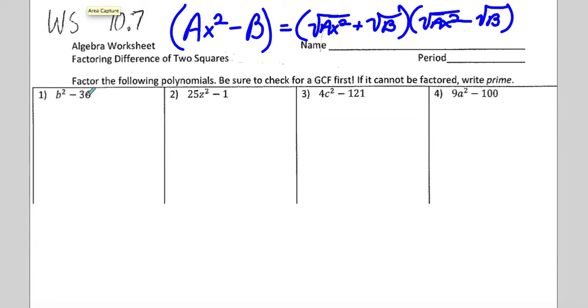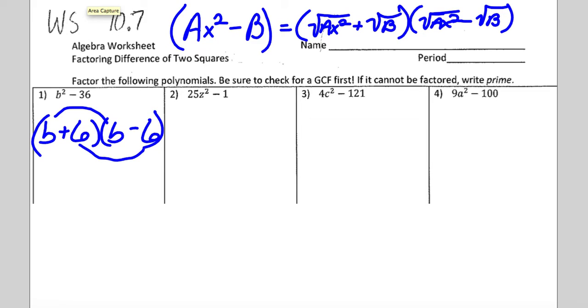Square root of b squared, I see two terms are being subtracted. The square root of b squared is b. And it's important that the square root of the first term goes first in each of the parentheses. Square root of 36 is 6, so we'll go plus 6 minus 6. If you FOIL this back together, you would get b squared minus 36. But wait, what about these? Well, you get 6b and negative 6b. And those combine to 0. So that's why you get that answer.